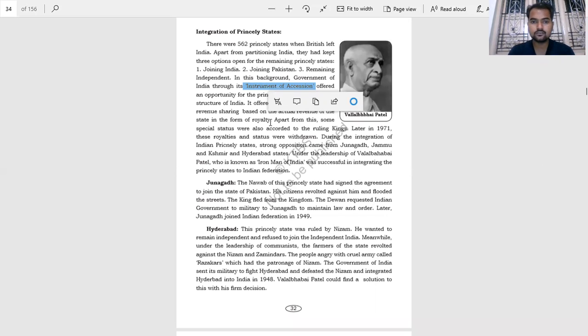If you listen to me with smooth words, fine, or else I will become aggressive. Either in a smooth way or an aggressive way, you have to listen, but the condition is you have to sign the instrument of accession. That was the option given by Sardar Vallabhbhai Patel to the princely states. The British gave three, but our Patelji gave only one option: you have to sign. Instrument of accession is a very important term to remember from the exam point of view.